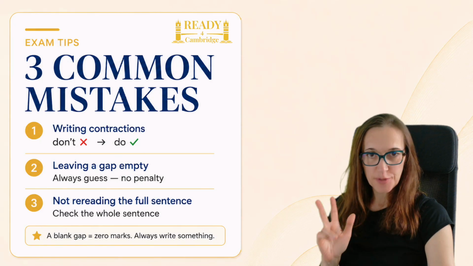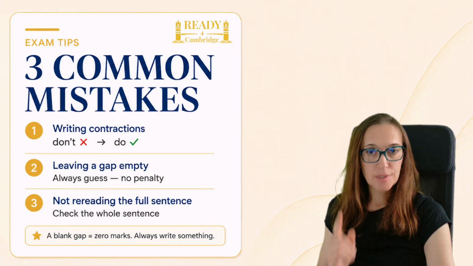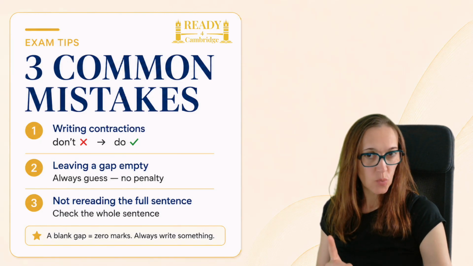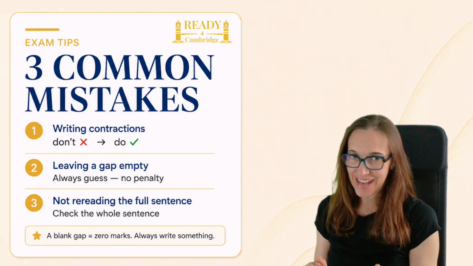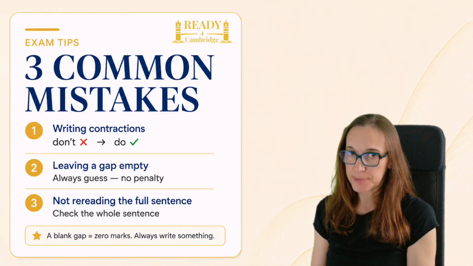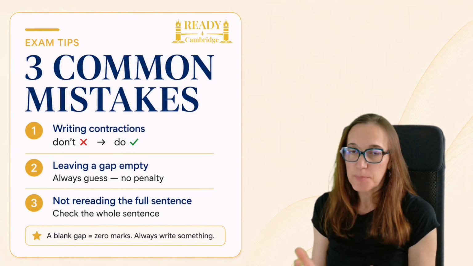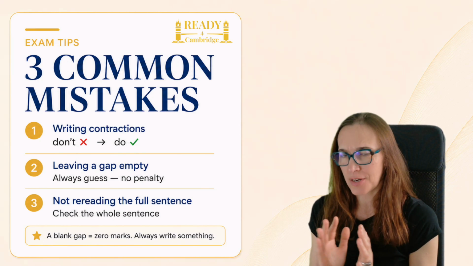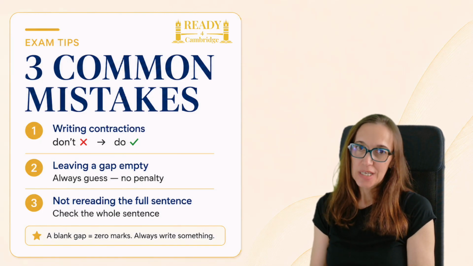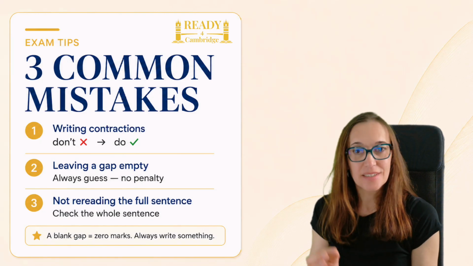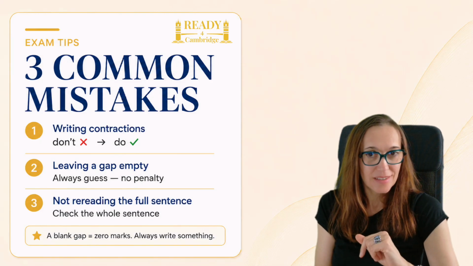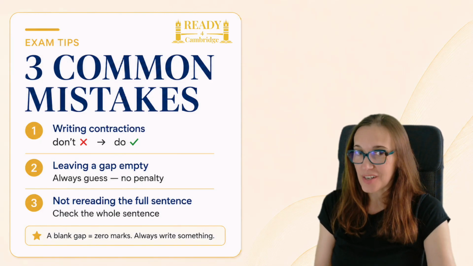Before we finish, 3 common mistakes to avoid. Number 1, writing contractions. Remember, the answer is always 1 single word and contractions are not allowed. Number 2, leaving a gap empty. Please never do this. In the B1 exam or any other Cambridge qualification, a blank gap is 0 marks. But if you make a sensible guess, even if you're not sure, you have a chance. So always write something. Remember, there is no penalty for a wrong answer.